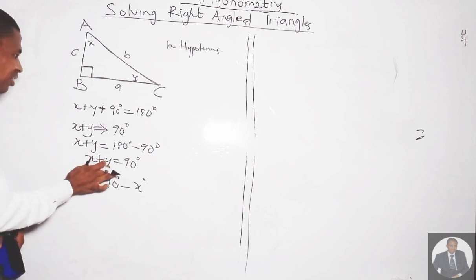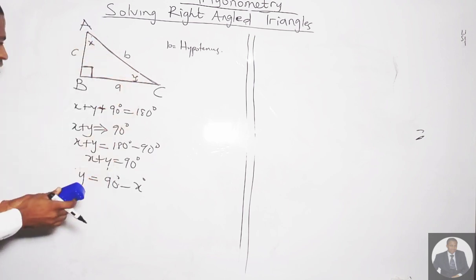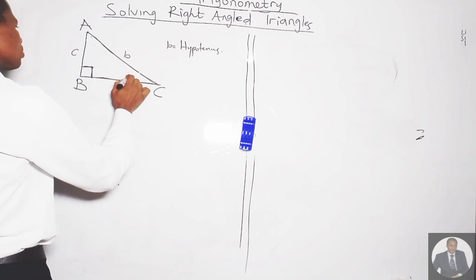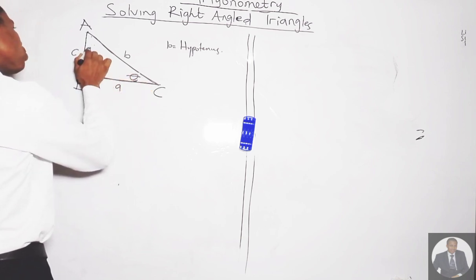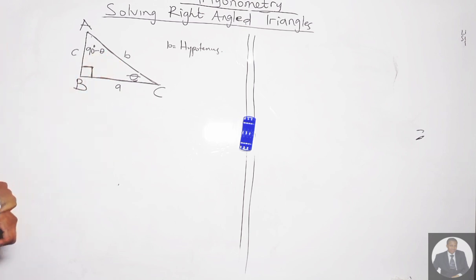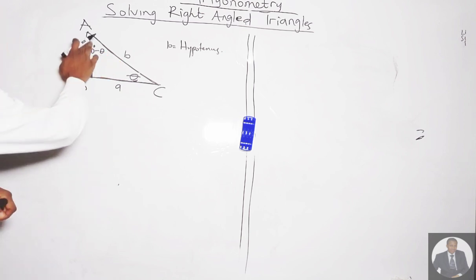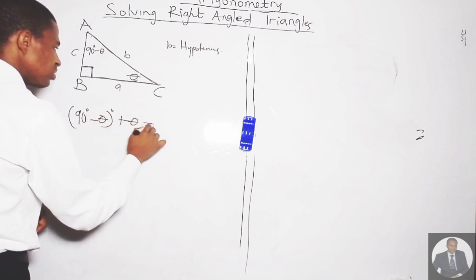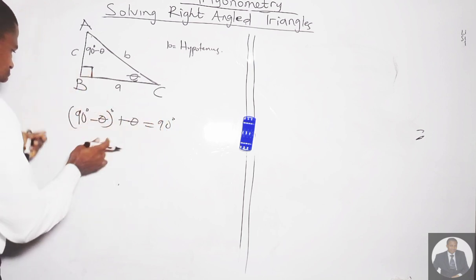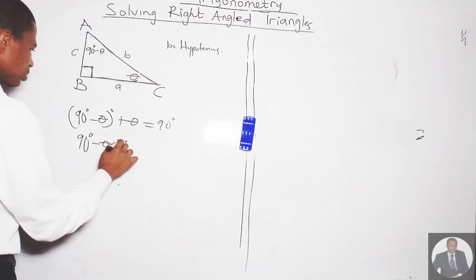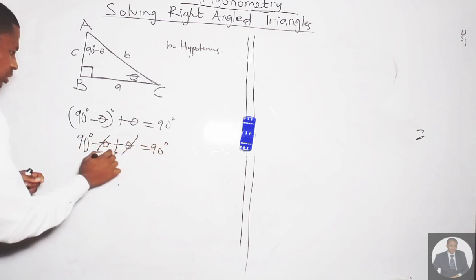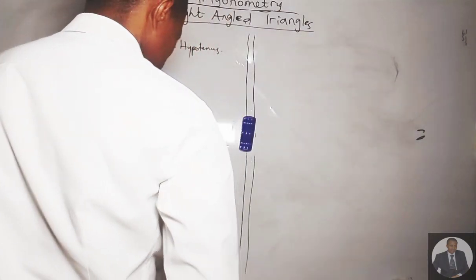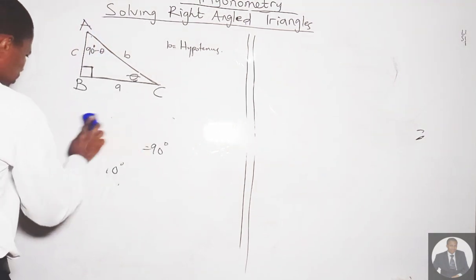So these two angles are complementary. They must sum up to 90 degrees. Let's assume this is angle theta. It means this one will be 90 minus theta, because these two, 90 minus theta plus theta, will give us 90 degrees, since this is already 90 degrees. So let's open the bracket: 90 degrees minus theta plus theta equals 90. These cross themselves out, and we have 90 degrees. So these are what we call complementary angles in a right-angled triangle.